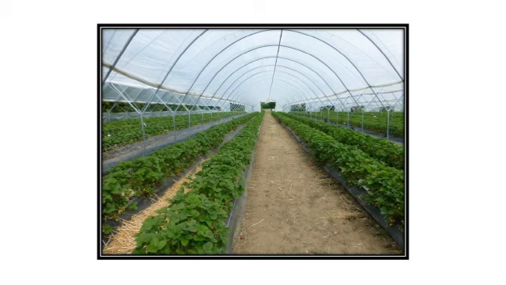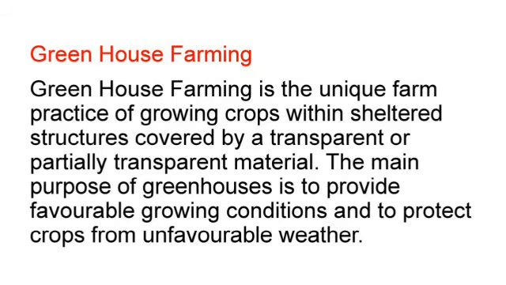So greenhouse gases absorb the heat and that heat is used when the weather is not proper. So it also helps in protecting crops from unfavorable weather. So greenhouse farming is a very good option, especially in the countries where there is a problem of appropriate sunlight because of the cold weather.